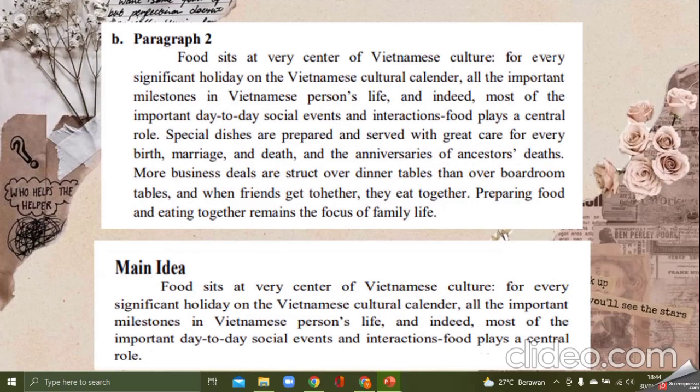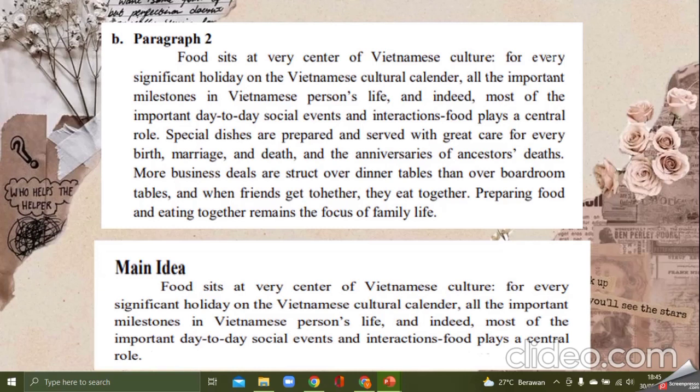Paragraph 2. Food sits at the very center of Vietnamese culture. For every significant holiday on the Vietnamese cultural calendar, or important milestone in a Vietnamese person's life, and indeed most of the important day-to-day social events and interactions, food plays the central role.